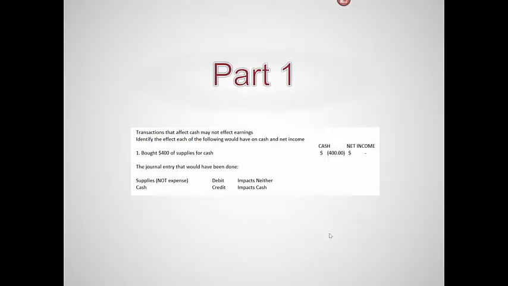So let's take a look at the first one here. We have bought $400 worth of supplies for cash. In this particular financial event, the journal entry that we would do is supplies, not supplies expense. Supplies is neither a cash account, nor does it go on the income statement. Therefore, it would impact neither of these.